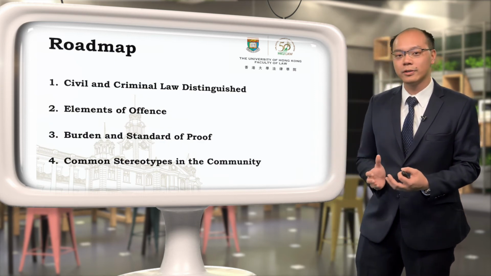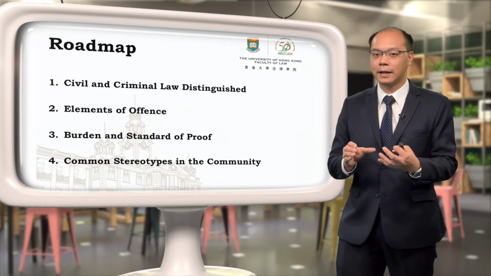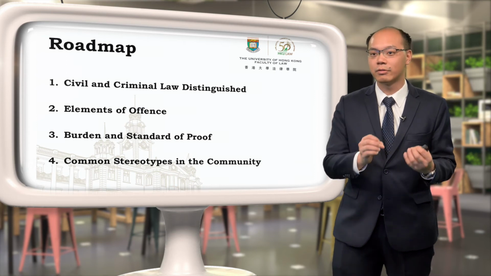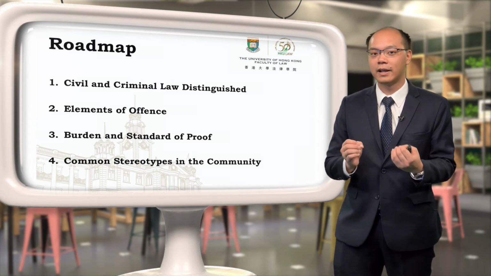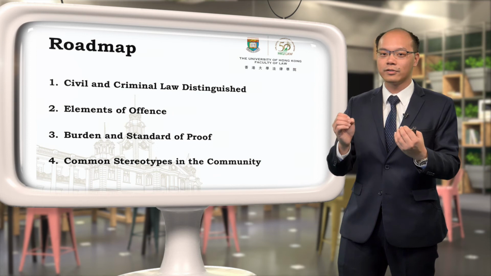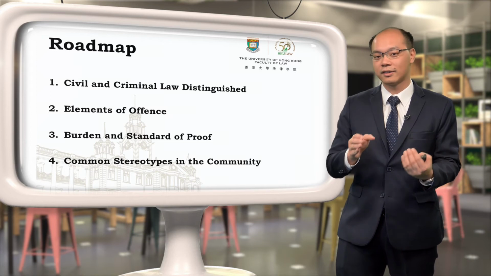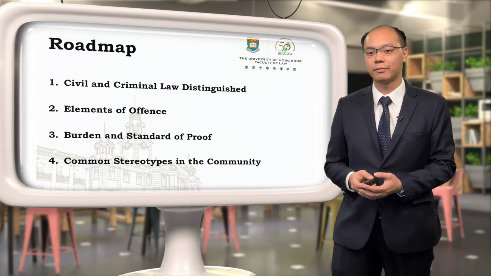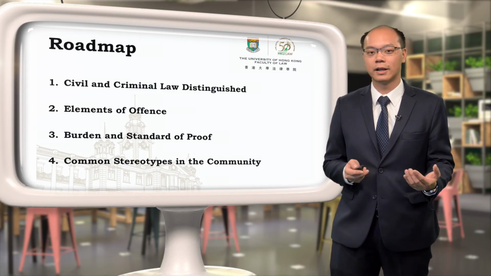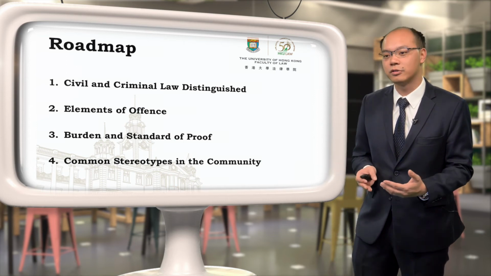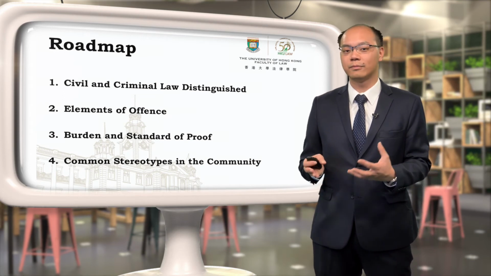So what we're going to do today is that, as you notice, our focus will be on criminal proceedings. So I have to show you the differences between civil proceedings and criminal proceedings. And then I'll introduce a concept called elements of offense to all of you. After we have understood what elements of offense are, I'll proceed to the next topic about burden of proof and standard of proof. So it's about how to present these elements of offense to the court. And then we'll look at some common stereotypes which may exist in our community but are not applicable when it comes to court proceedings.